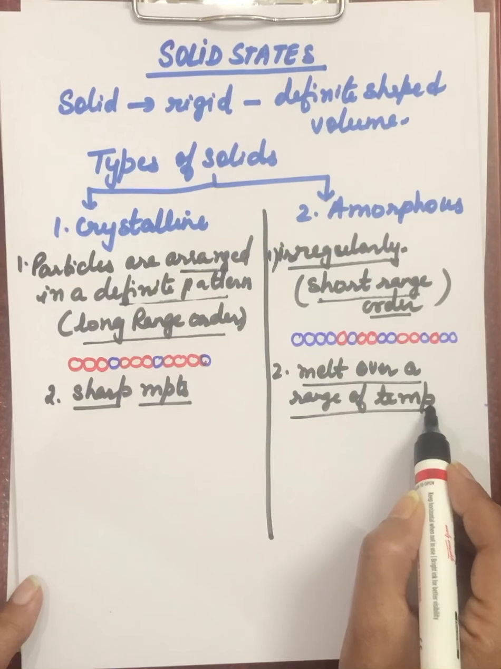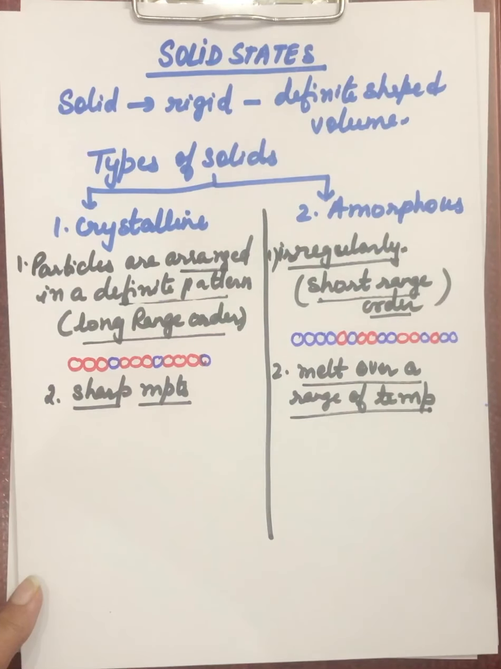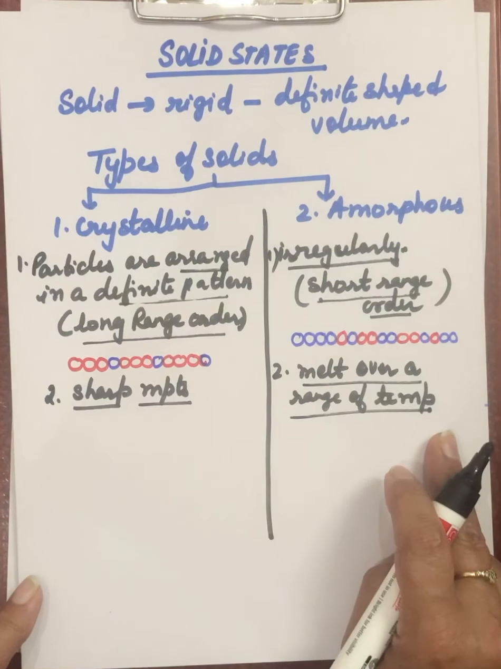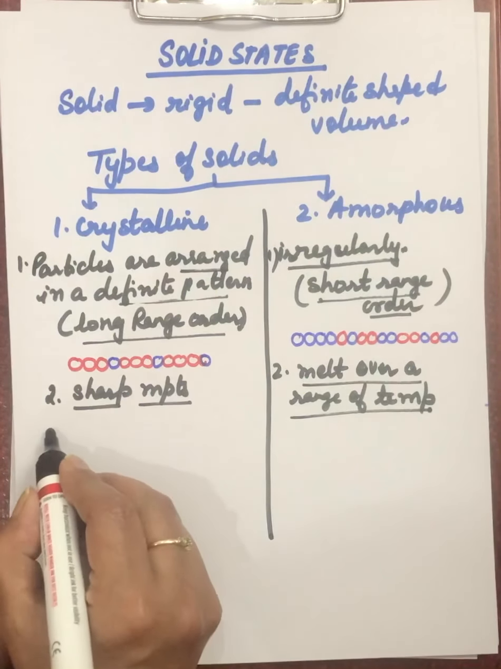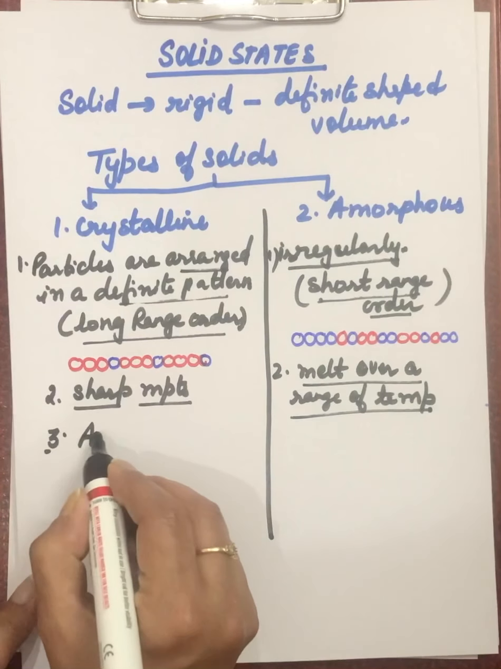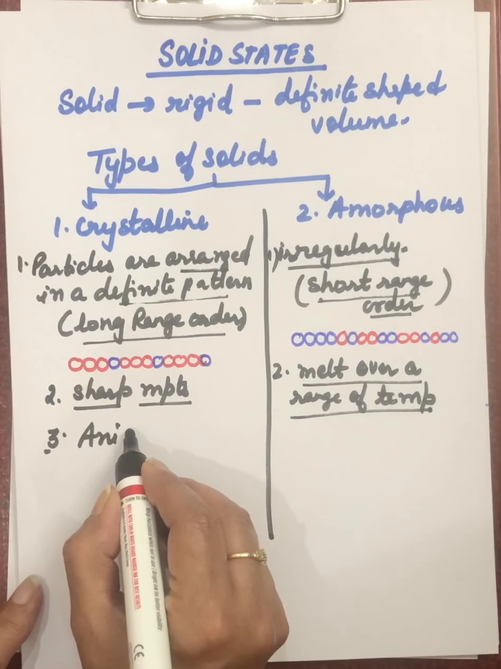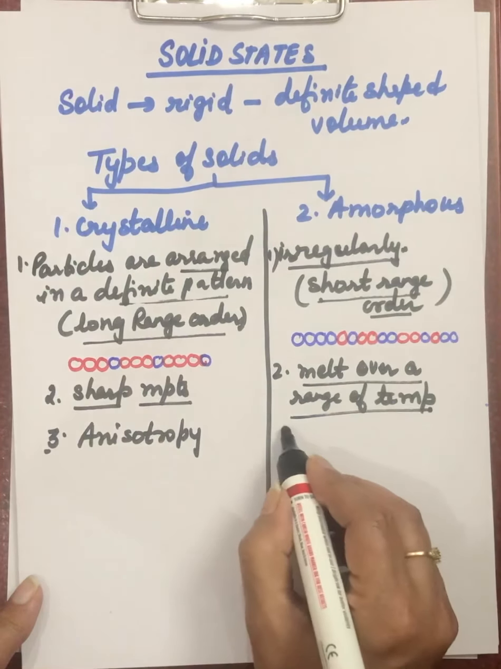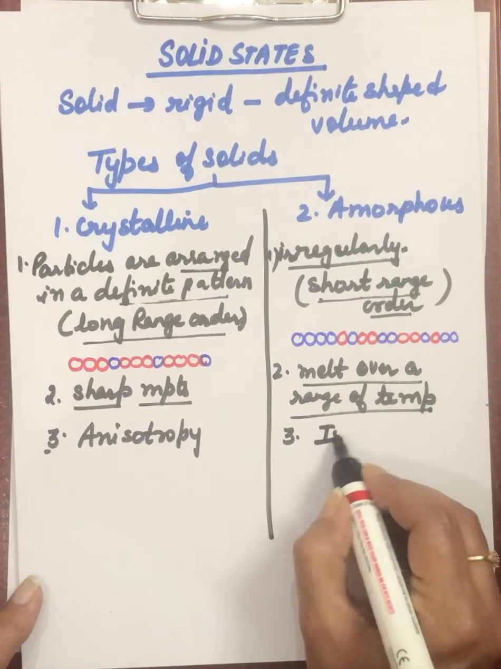Like plastics are examples of amorphous solids. They have a melting point range, for example, 100 to 120. So sometimes melting at 100, sometimes at 110, sometimes at 115 degrees Celsius like this. So there's a range of melting point here. Third property, crystalline solids show anisotropy, while amorphous solids show isotropy.